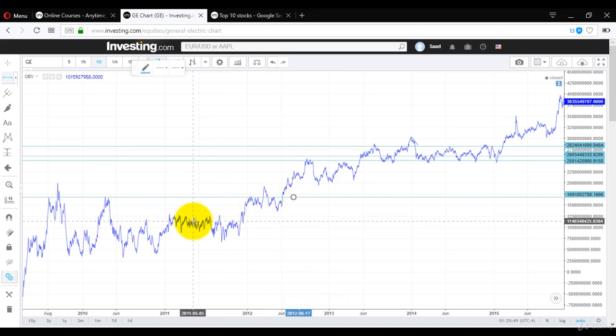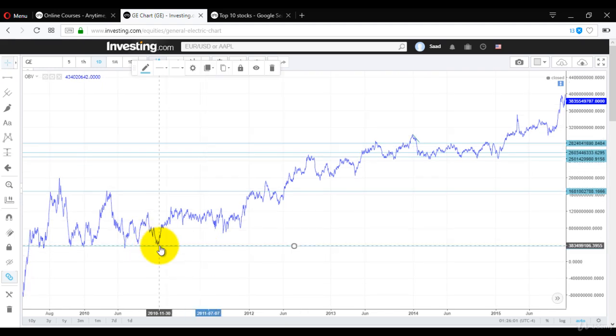Let's make one right here. Yeah, this is the good one. This low, this low, this low, all on this line. Now this line represents falling support levels.